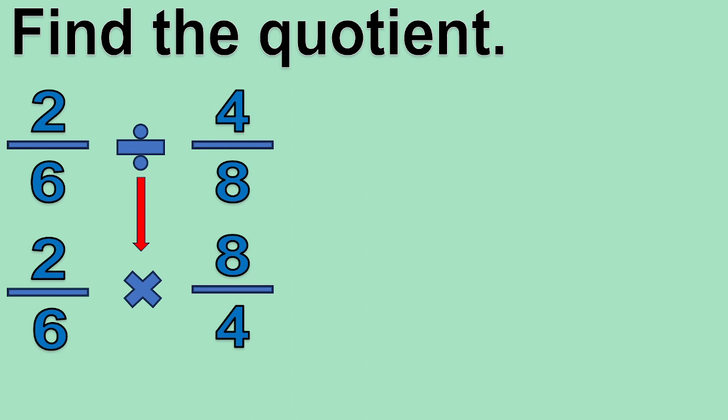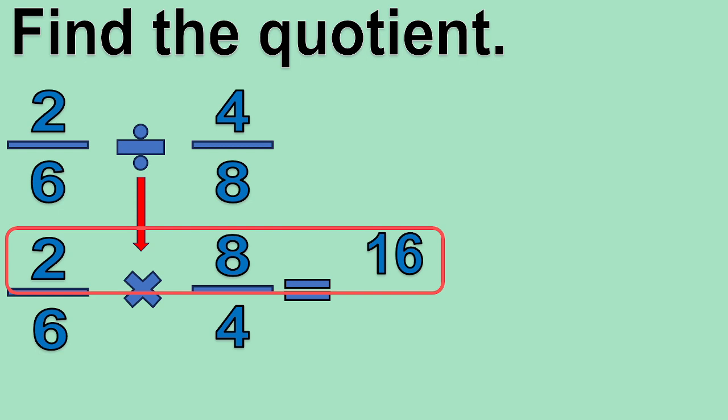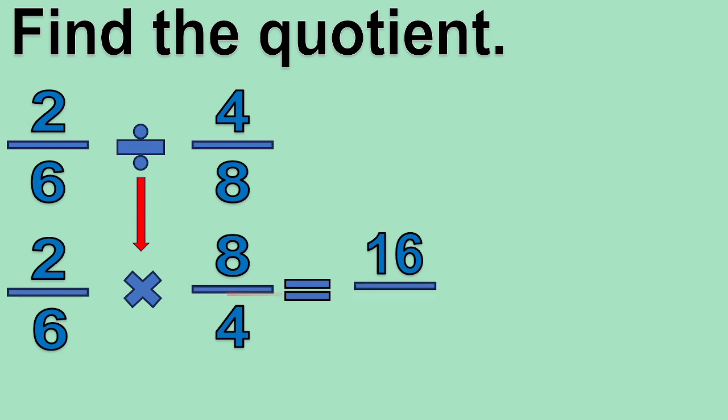Then multiply the numerators. We have here 2 times 8 equals 16. And multiply the denominators. We have here 6 times 4 equals 24. Now, reduce this value to its lowest form. 8 is the greatest common factor of 16 and 24. So, divide both 16 and 24 by 8 to simplify.